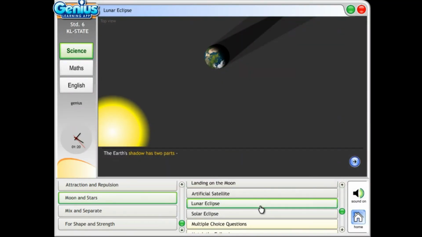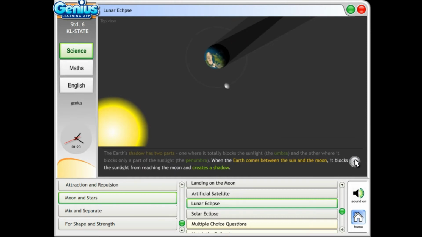Lunar Eclipse. The Earth's shadow has 2 parts. One where it completely blocks the sunlight, the umbra, and the other, where it blocks only a part of the sunlight, the penumbra.